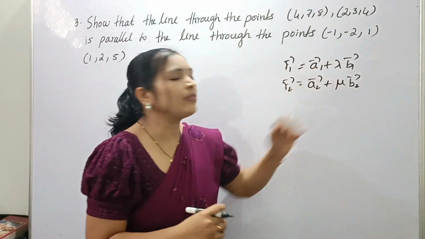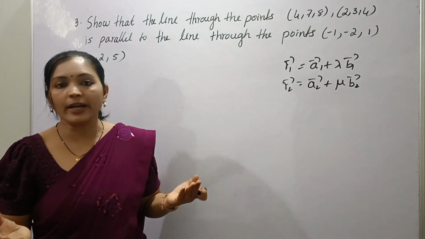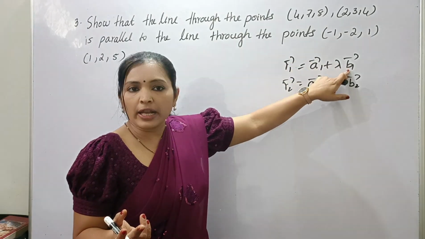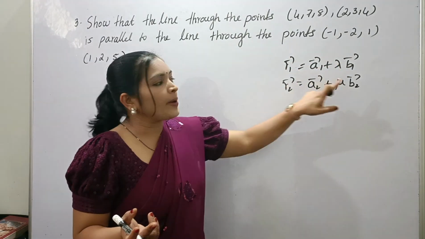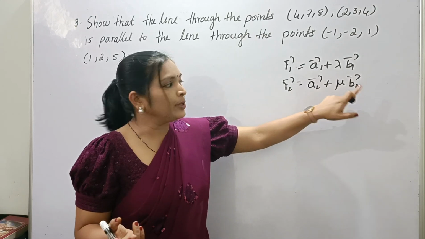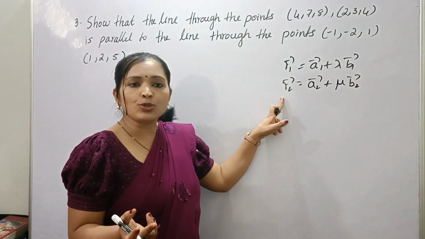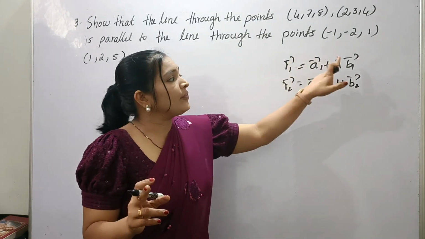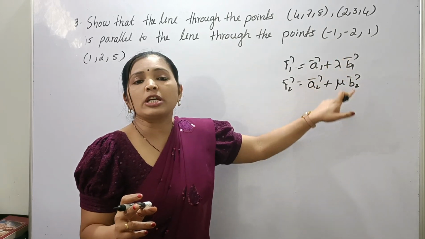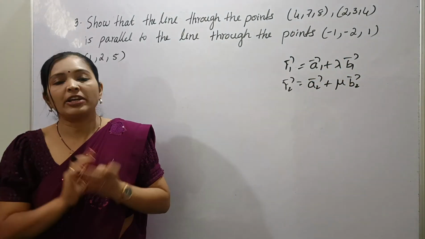Then what about vector b1 and vector b2? They are also parallel, right? Because vector r1 is parallel to vector b1, and vector r2 is parallel to vector b2. b2 is the vector parallel to r2. Therefore, here we can say vector b1 and vector b2 are parallel vectors.